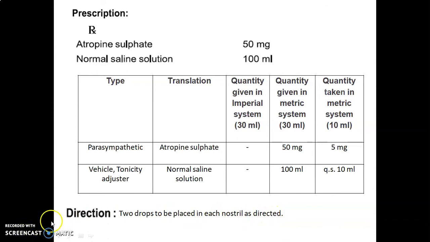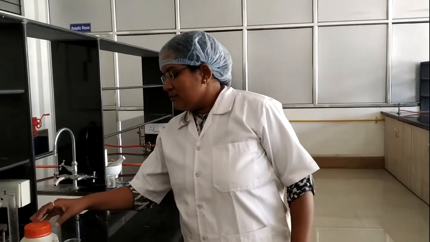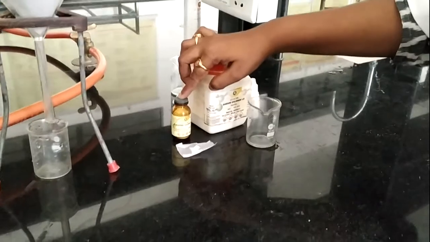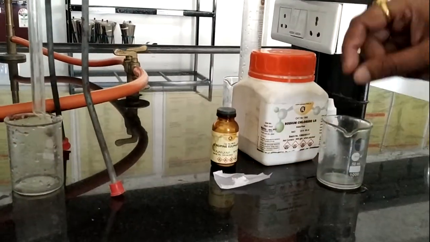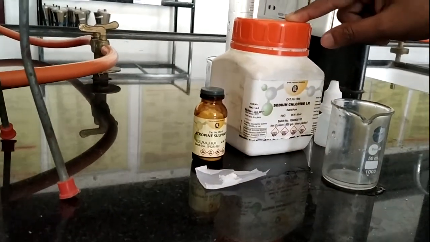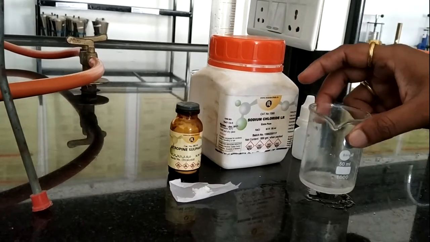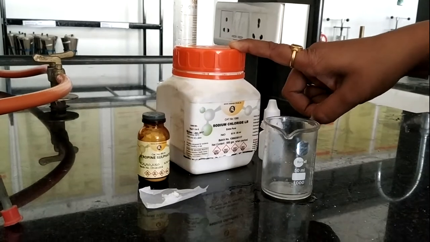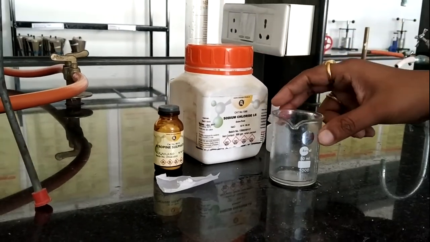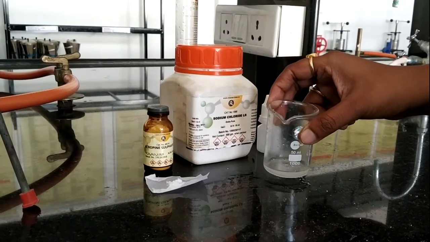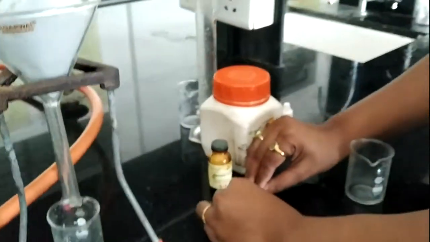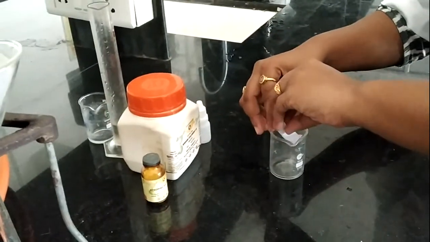So for performing the actual experiment, let's move towards the laboratory. We have atropine sulfate, which is previously weighed, and this is sodium chloride from which we prepared this normal saline solution, as we took 0.9 gram of sodium chloride in 100 ml of water. So we are going to add this atropine sulfate into this normal saline solution.